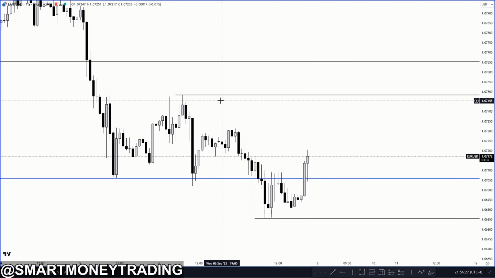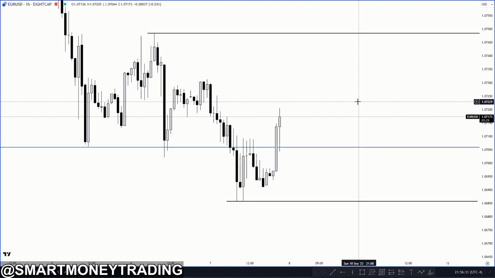But again, these were your external levels on the hourly charts. Again, you want to use that internal versus external on every single time frame. You don't want to limit yourself. You can find the draw on liquidity on the hourly, and then you can find the draw on liquidity on the weekly, daily, and monthly. Those are more powerful than these hourly draws on liquidity.